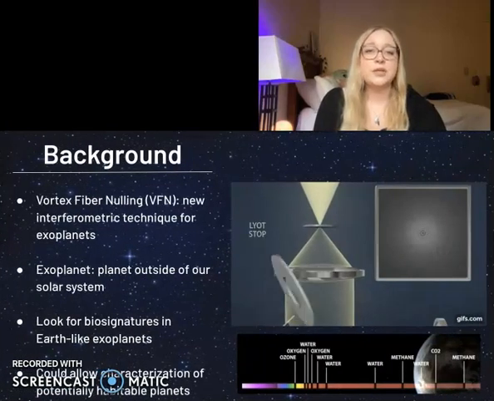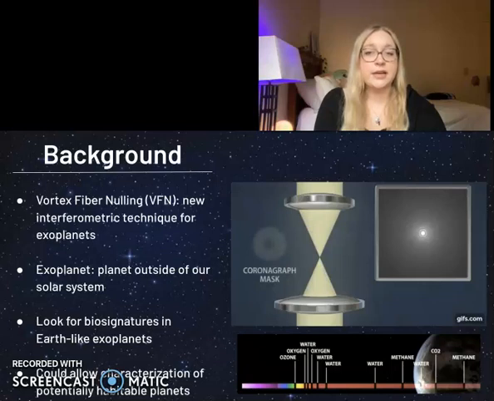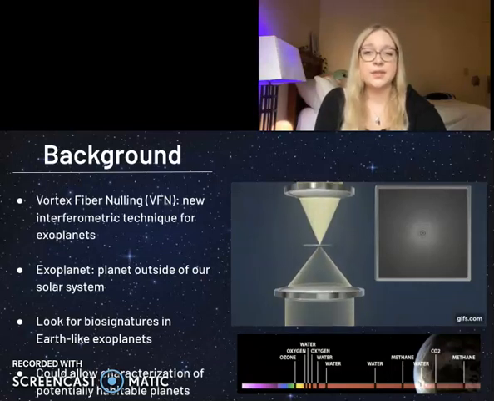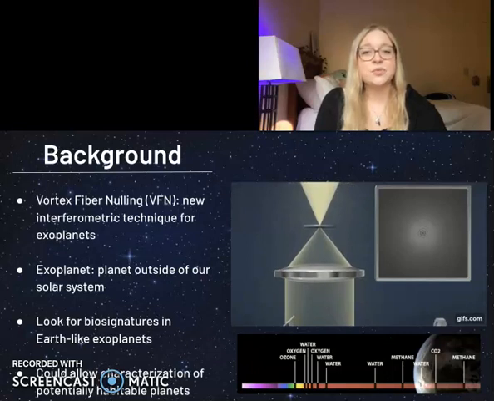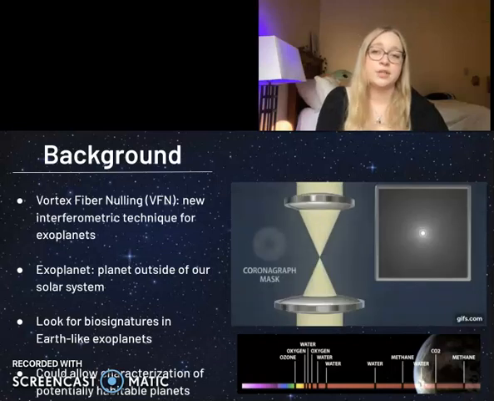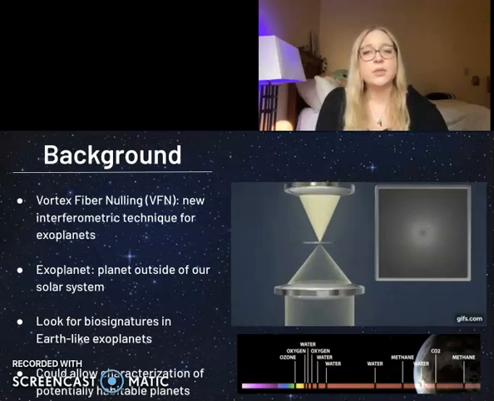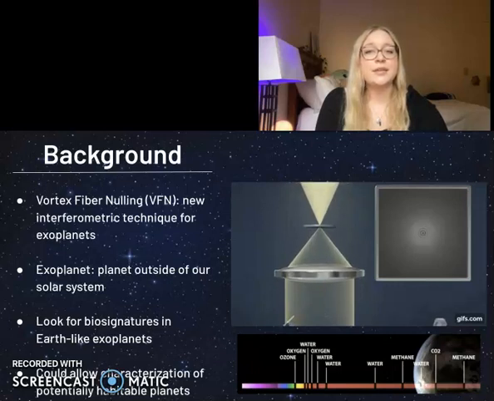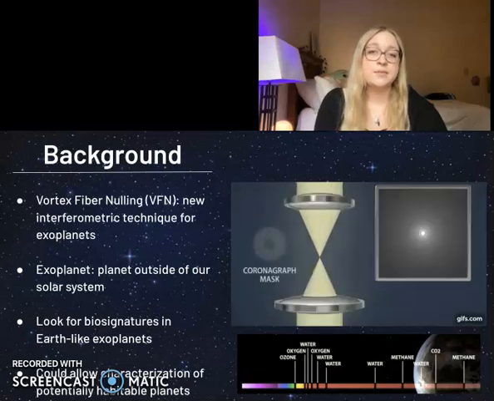Vortex fiber nulling is a new interferometric technique for characterizing exoplanets at small angular separations from their host stars. Interferometry is a technique in which waves are superimposed to cause interference, which we then use to extract information. VFN is particularly worthwhile because it allows exoplanet characterization at or within the theoretical diffraction limit of telescopes, a factor 2 to 3 times better than conventional coronagraphic techniques.